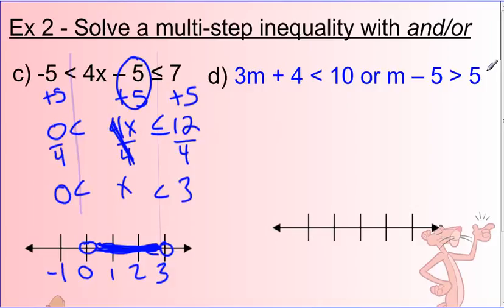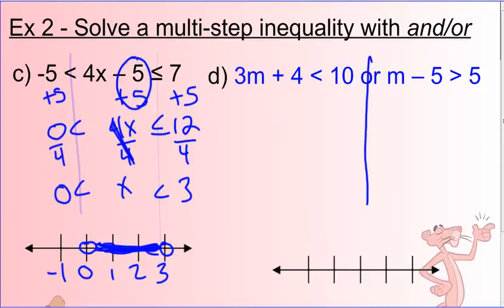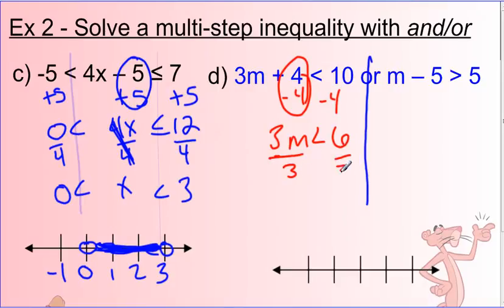Okay, you should be done by now, so let's see. With an OR, you completely do the problem separate. So let's do it. This side, we're going to minus 4 on both sides to get rid of him. 3m is less than 6. We would then divide by 3. These cancel. M is less than 2.